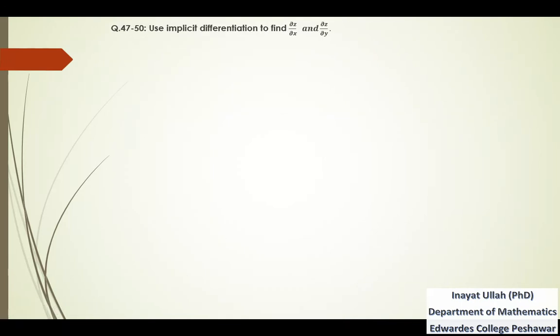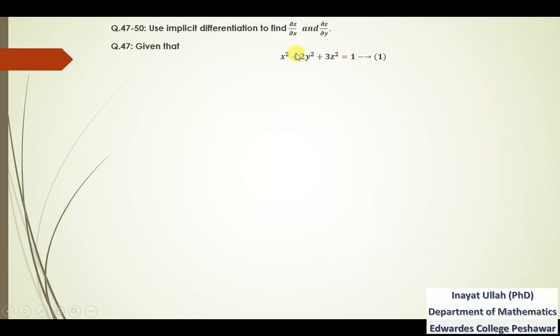In questions 47 through 50, we need to use implicit differentiation to find ∂z/∂x and ∂z/∂y. Here z is a function of x and also a function of y. So whenever we partially differentiate the given function, z will not be kept constant. Whenever you differentiate with respect to x, only y will be kept constant and z will not. In question number 47, we are given the function x² plus 2y² plus 3z² equals 1.